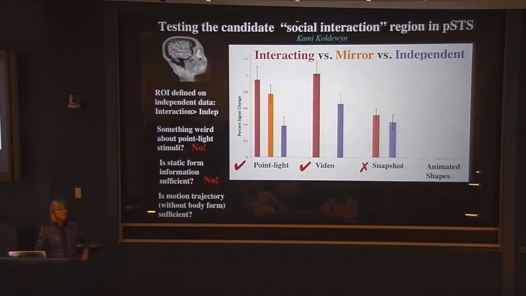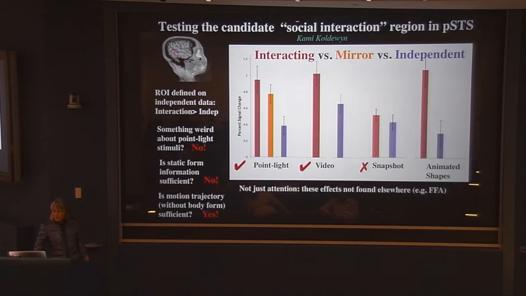Okay, so now we can ask, does that same region respond to social interactions even of just simply moving shapes? Totally different stimuli. Answer, yes, big time, okay? Even more selective in this case here. So where are we with this?